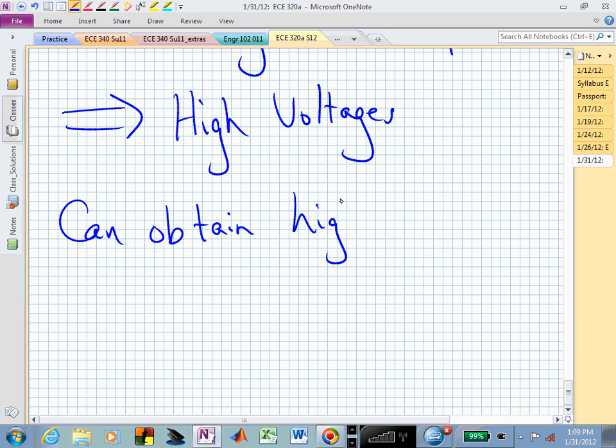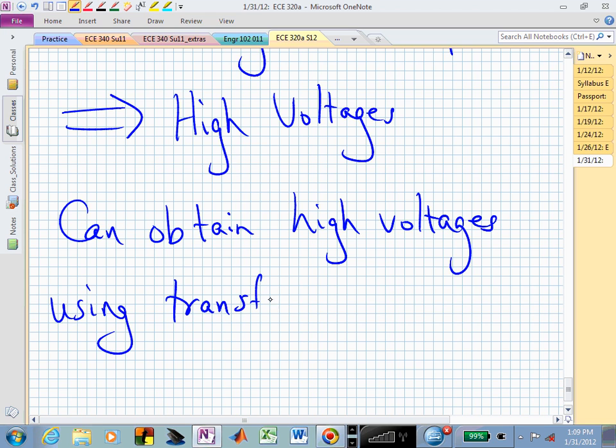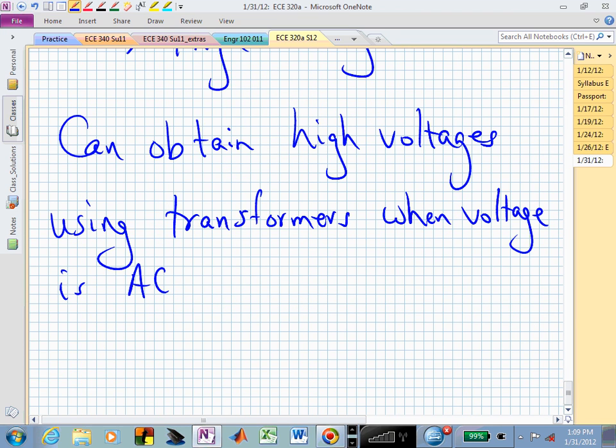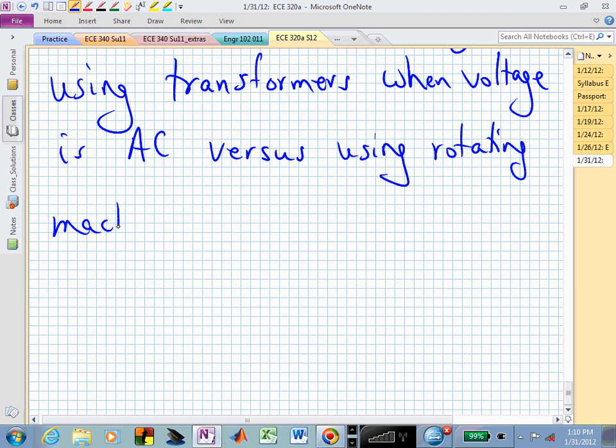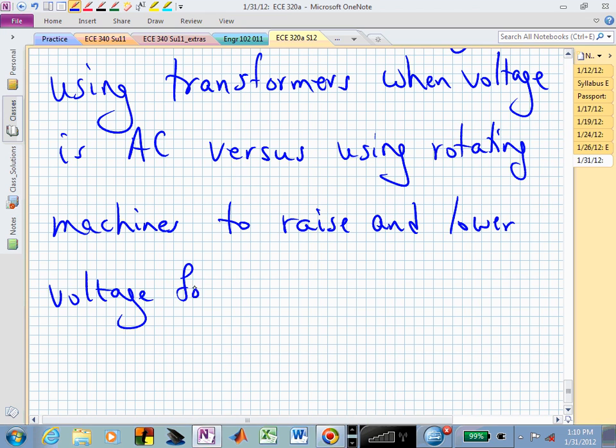we can obtain high voltages using transformers when the voltage is AC. Isn't there a Transformers movie? Oh, that's something else, isn't it? But you get the idea, right? You have these cores and you have coils of wire, and that can be used to either step up or step down voltage, and that's a transformer. Versus if we had DC, we might have to use rotating machines, and those are maybe more expensive than these coils of wire. Using rotating machines to raise and lower the voltage.